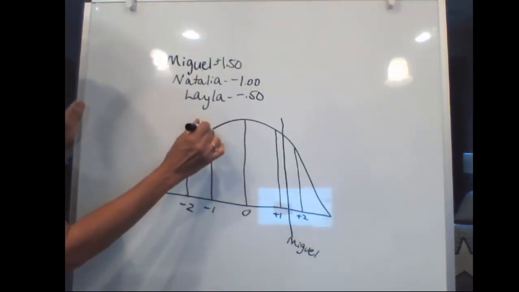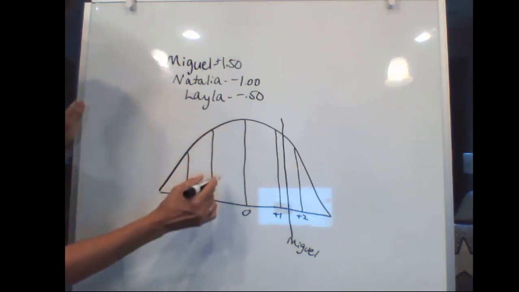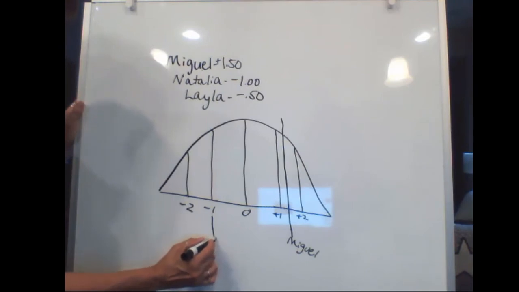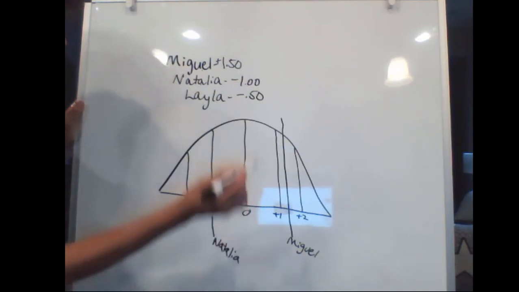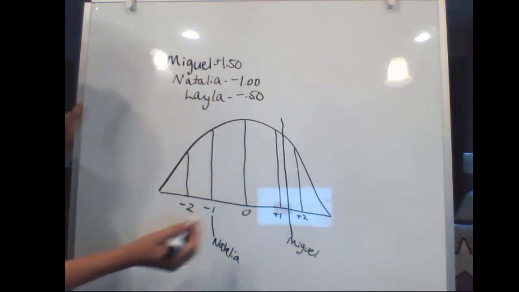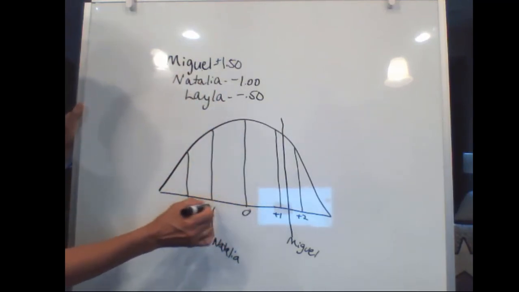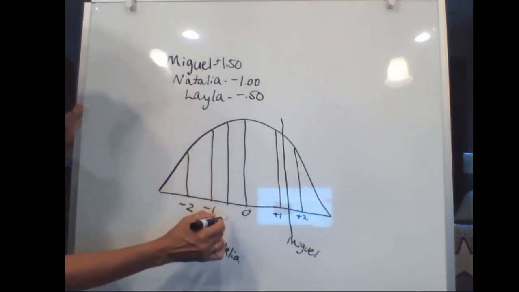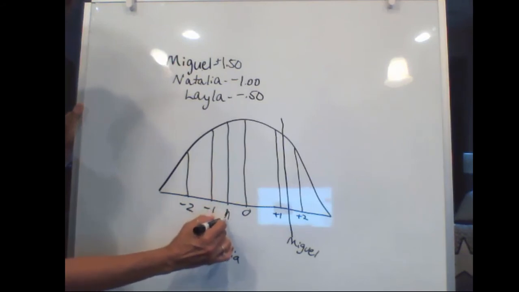Next we have Natalia, who had a -1. So I'm going to look right over here. She's right on that -1. I don't even need to draw a line. I'm just going to go down, and I'll put Natalia here. And finally, we have Layla, who's at a -0.5. So that's halfway between 0 and -1. So I'm going to draw a line here, and that's going to be where Layla is.